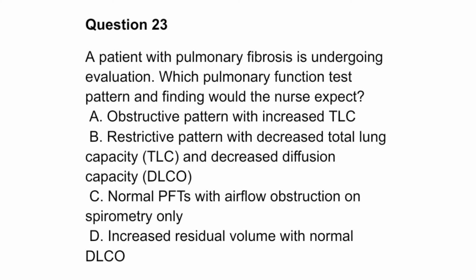Question 23. A patient with pulmonary fibrosis is undergoing evaluation. Which pulmonary function test pattern and finding would the nurse expect? A. Obstructive pattern with increased TLC. B. Restrictive pattern with decreased total lung capacity, TLC, and decreased diffusion capacity, DLCO. C. Normal PFTs with airflow obstruction on spirometry only. D. Increased residual volume with normal DLCO.